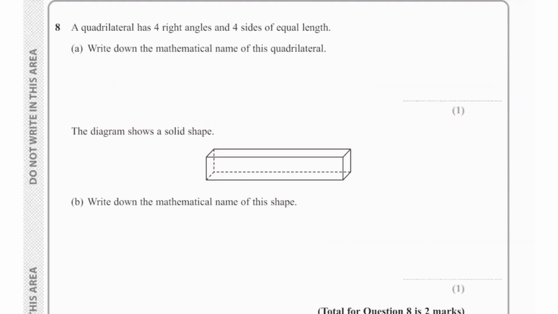Number 8 says the quadrilateral has 4 right angles and 4 sides of equal length. Write down the mathematical name of this quadrilateral. When you talk about quadrilaterals, right angles are in rectangles and squares. But only a square has all equal lengths. Hence, the quadrilateral they're talking about is a square. Then it says the diagram shows a solid shape. Write down the mathematical name of this shape. This is a cuboid because all faces are rectangles and they have different lengths.